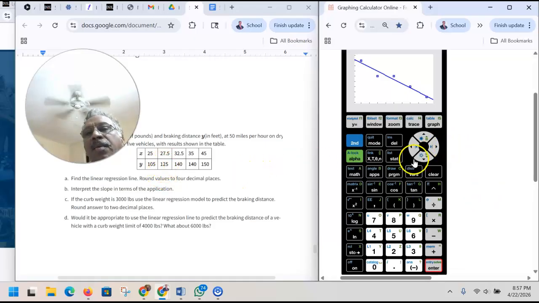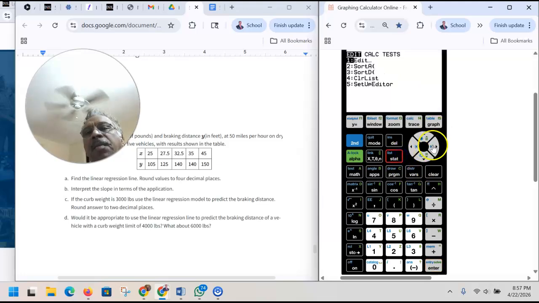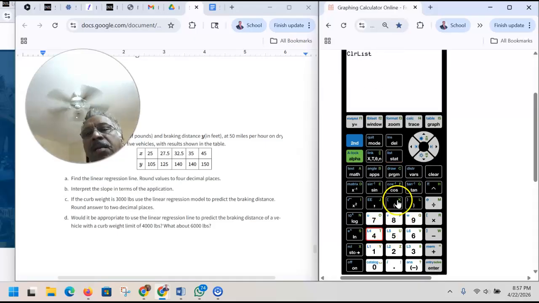I would like to do this quickly. So let me clean this part. I click 4 to clear that. Open second L1, comma, second L2. Close it. So I'll clear and enter. Go to stat and go to edit.